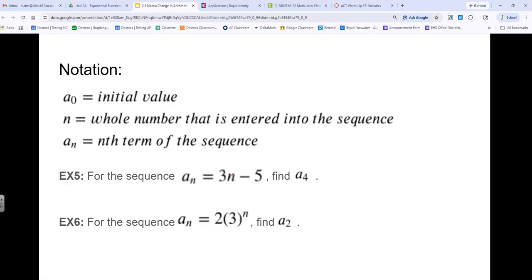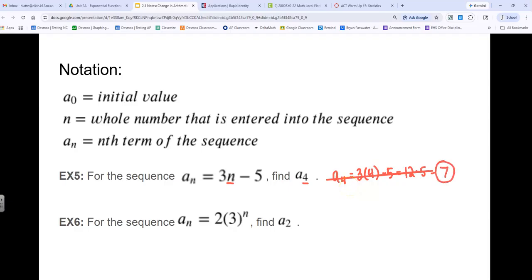So whenever you see an n right here, if you're asked for a sub 4, all you do is say a sub 4. That's a lot like saying f of 4. You're plugging 4 in, and you're just replacing that n with 4. So 3 times 4 minus 5, which is going to give you 12 minus 5, which is 7.